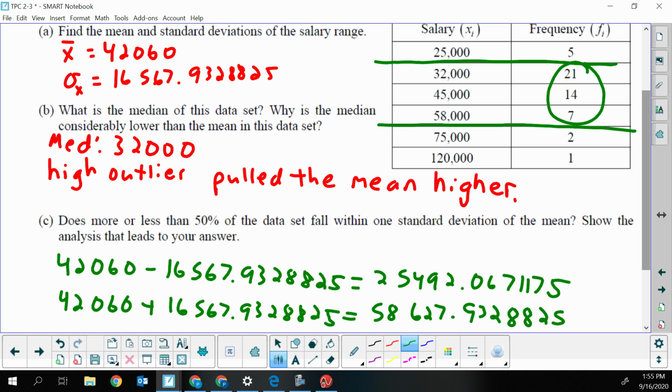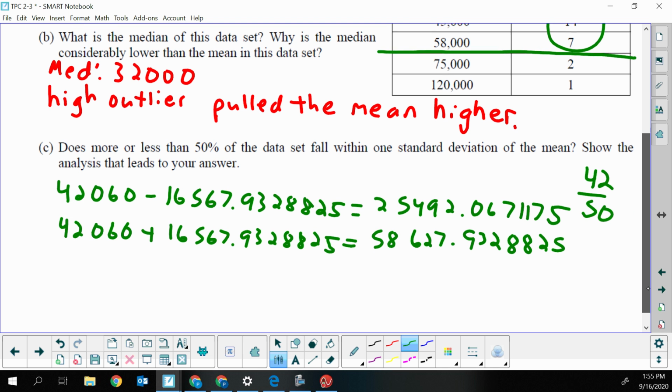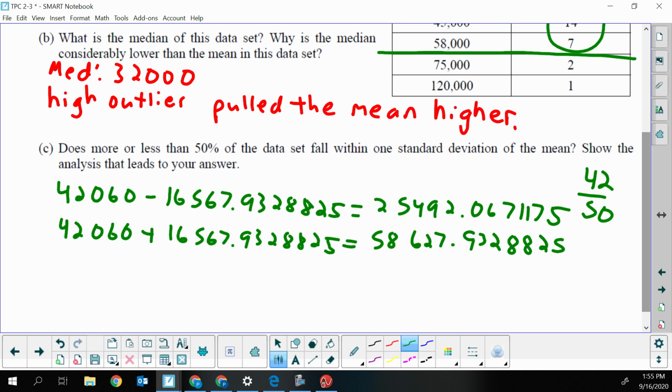If we add those up, there's 42 of the 50 total. So, does more or less than 50%? Well, half of 50 would have been 25. 42 divided by 50 is actually 0.84, so we would say more than 50%. And that idea of looking at a window that is one standard deviation away in each direction from the mean, or two standard deviations we'll see as well later, is something that comes up in statistics quite a bit.